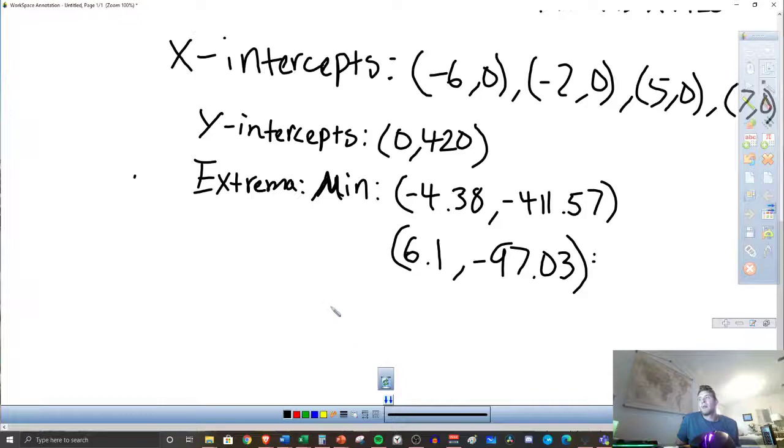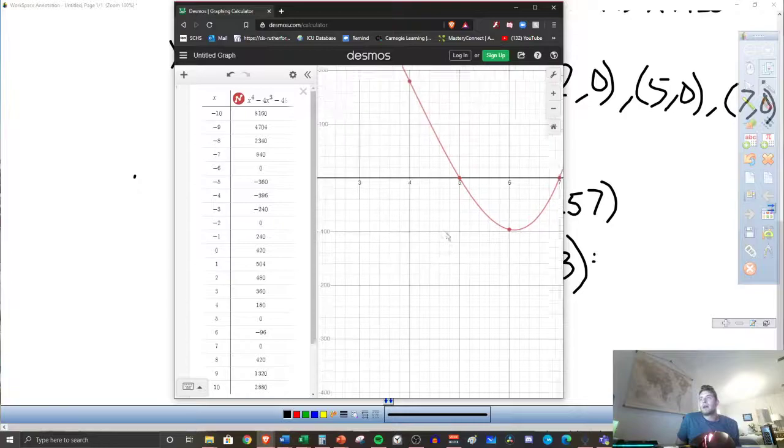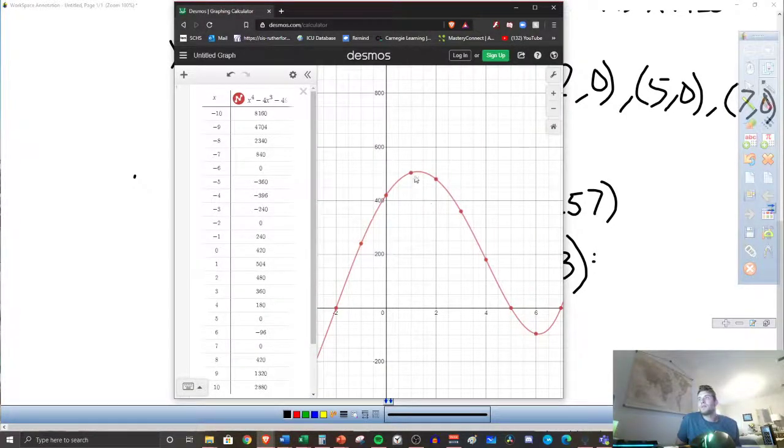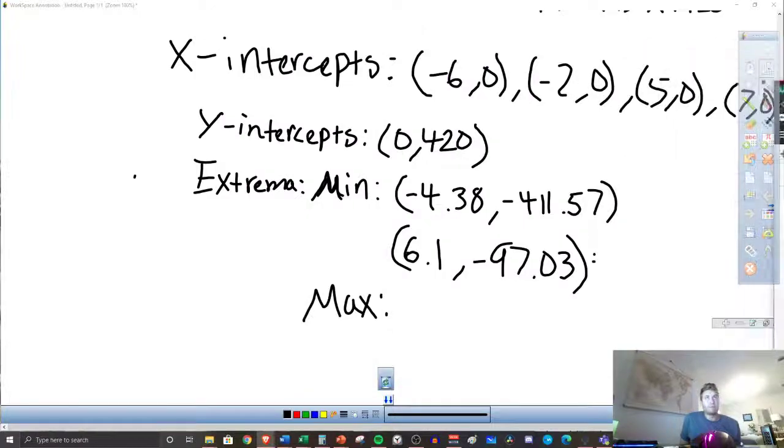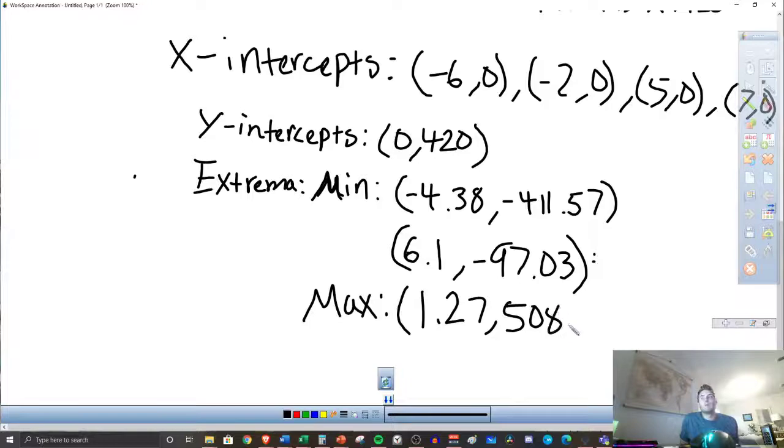Okay. Now we also have a maximum in here. So it's very important that we identify all these things. The maximum is going to show up here, and here's the numbers we get: 1.273, and that's the x value. The y value is 508.096. Slide that over. I'll keep it handy. So we get 1.27, I'm going to round that, and then 508.096. I'll just have that whole thing in there. There you go. All right.